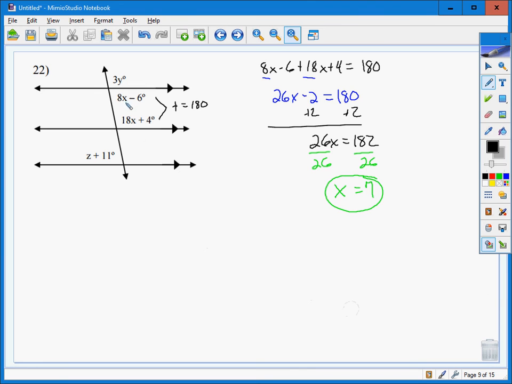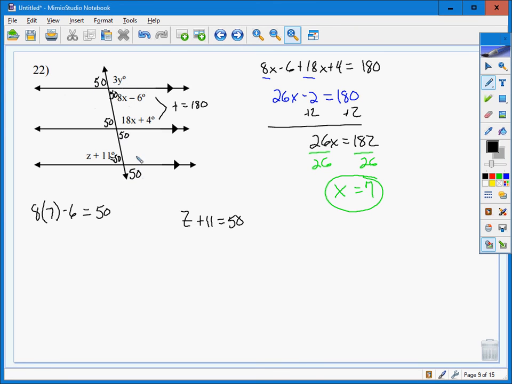If I plug the 7 back in, 8 times 7 minus 6 would be 50. So I know that these are 50 degrees. You can see there's one of my equations. Z plus 11 equals 50.